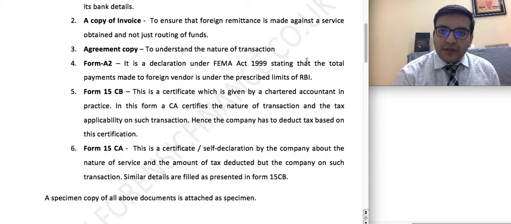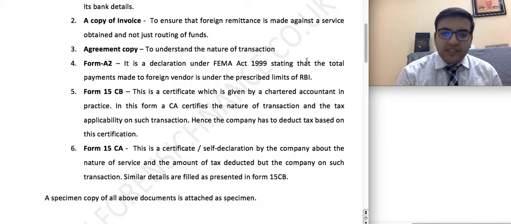Then there is an agreement copy or invoice copy. Then there is form A2. Then there is form 15CB and form 15CA. CB gives you the tax amount, how much needs to be deducted, which is given by a CA, and form 15CA is a self declaration.